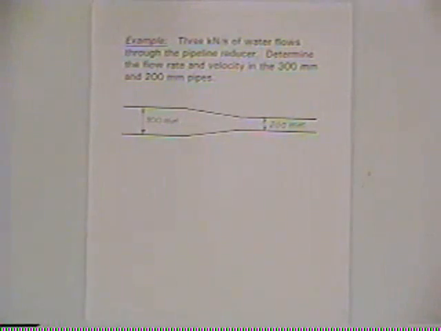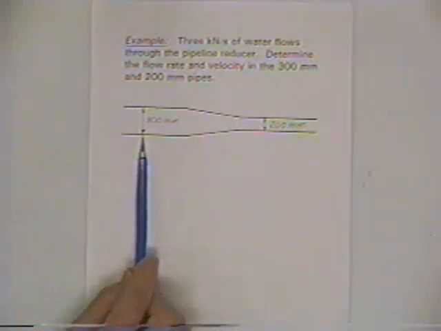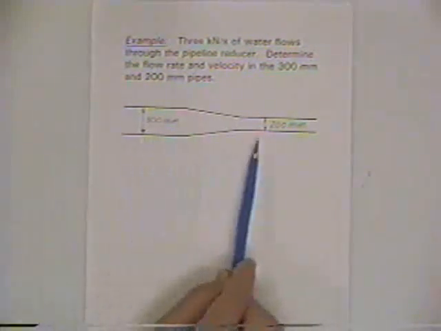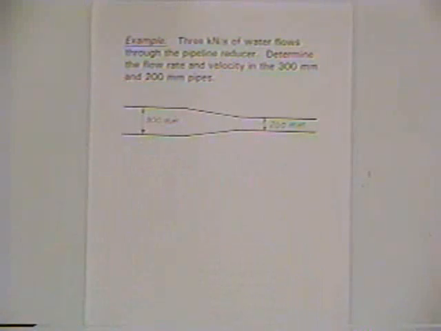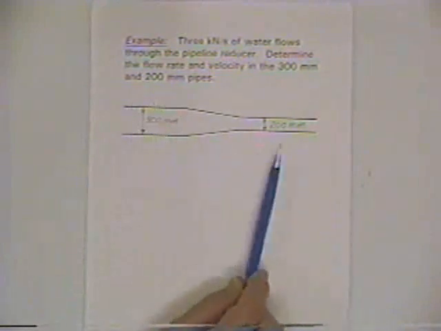Okay. And just another example to give us the opportunity to think through conservation of mass and terms and units and equations related there too. We've got 3 kilonewtons per second of water flowing through this pipeline reducer. We want to determine the flow rate and the velocity in this section that has a diameter of 300 millimeters, and also in this section that has a diameter of 200 millimeters. And we know right off that the discharge is going to be the same.